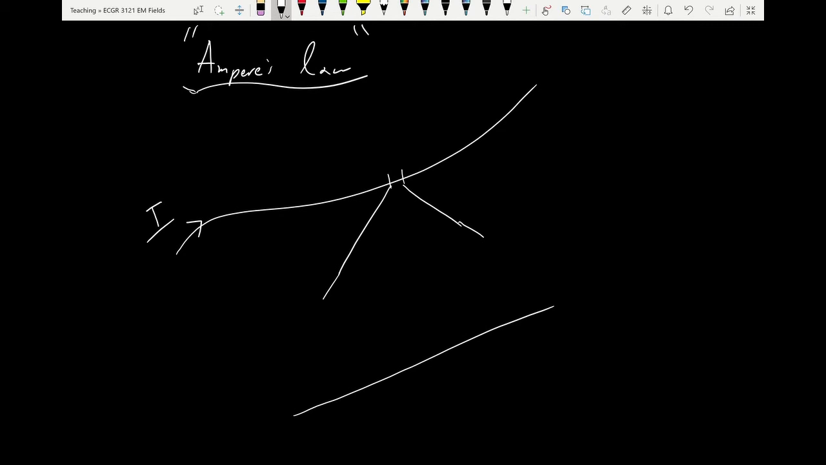And then using the Biot-Savart law, we know that this is the element dl directed that way. That's the direction of the current flowing. This is the point in space I'm interested in finding the field at, and this is R. So the magnetic field is going to be 90 degrees from both the R vector and the dl vector.